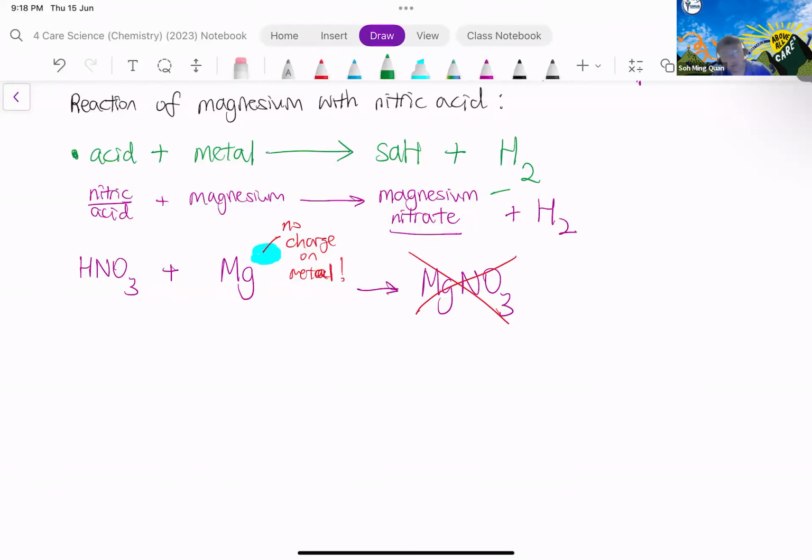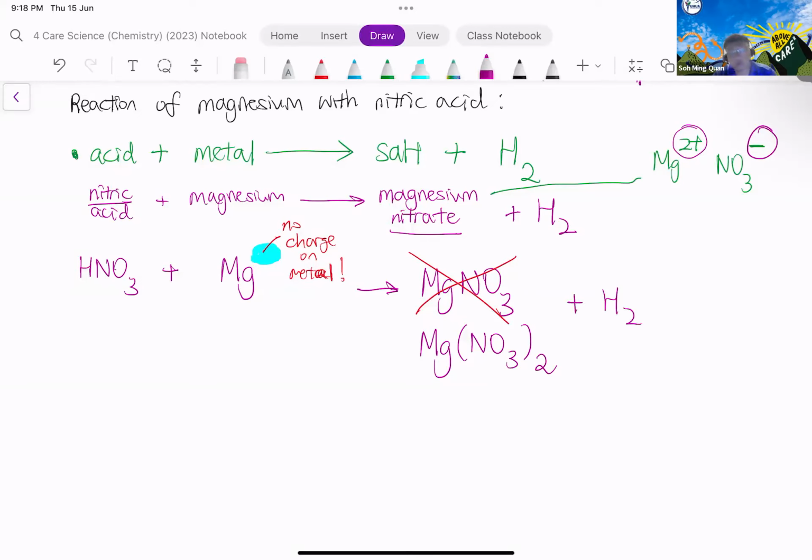Work out. Magnesium nitrate, Mg2+. Nitrate, NO3-. Then you realize, oh, 2+ and 1-. Clearly, the formula is not 1 nitrate, 1 magnesium. It's 2 nitrates, 1 magnesium. So I'm highlighting the commonly made mistake, which is many of you just assume it's one of each. It's not. You need to work out the charges and write out the charges. Make sure the positive and negative are balanced out and cancel each other out, okay?